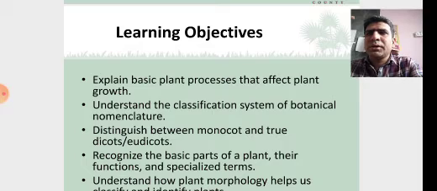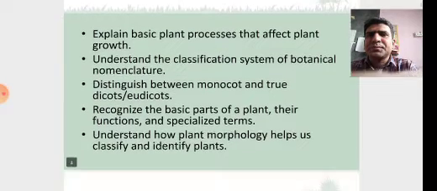Today we are going to discuss the learning objectives of plant sciences. In this objective, we have to study the basic plant processes that affect or help plant growth. Then the classification system of botanical nomenclature, then distinguish between monocot and dicot plants, then recognize the plant parts and their function and specialized terms.